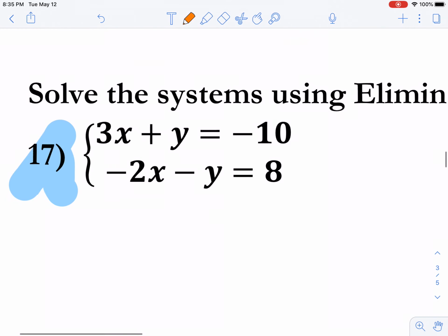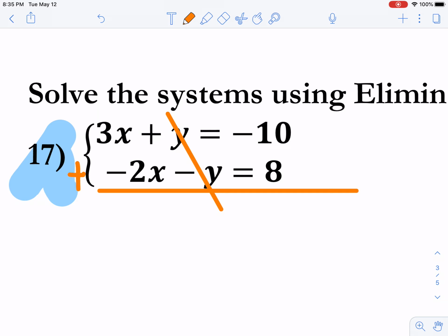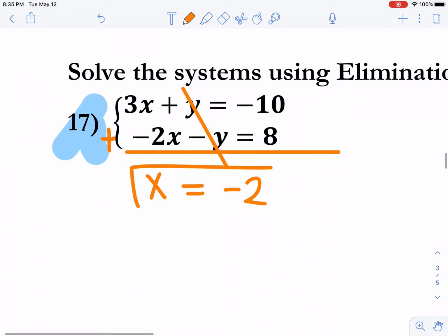17 is super quick because if I line this up like a big addition problem, you're going to see that those y's cancel out immediately. Positive y, negative y, those cancel out. I'm just going to add everything up and down. So 3x and negative 2x is just x, and negative 10 and 8 is negative 2. I'm already done solving for x.